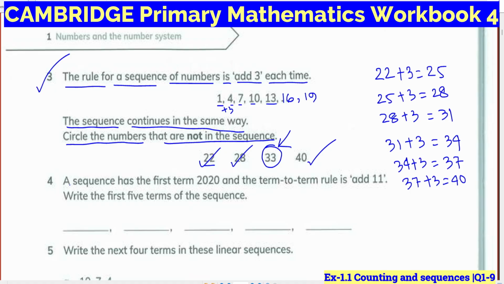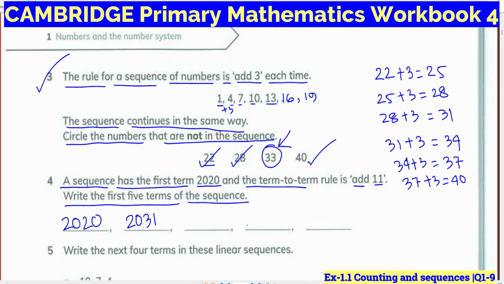Question 4. A sequence has the first term 2020 and the term to term rule is add 11. Write the first 5 terms of the sequence. So how can you make this one? First term is 2020. Then add 11. So it should be 2031.